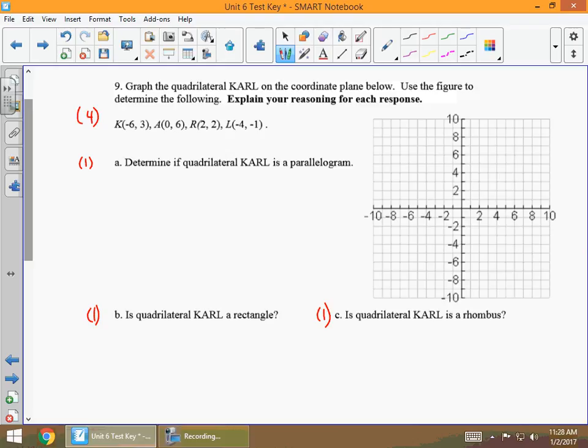Negative 6, 3. So left 6, up 3, that is K. And 0, 6, so over 0, up 6 is A. And 2, 2, so right 2, up 2 is R. And left 4, down 1 is L. So that is quadrilateral KARL.